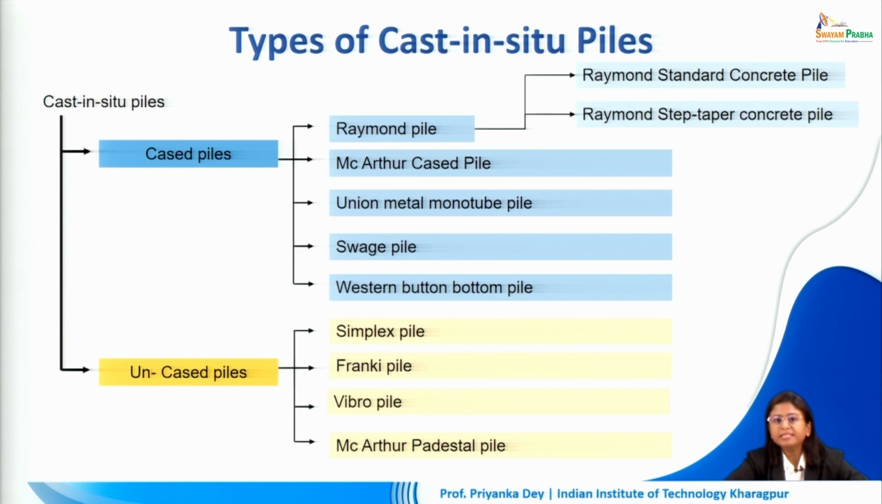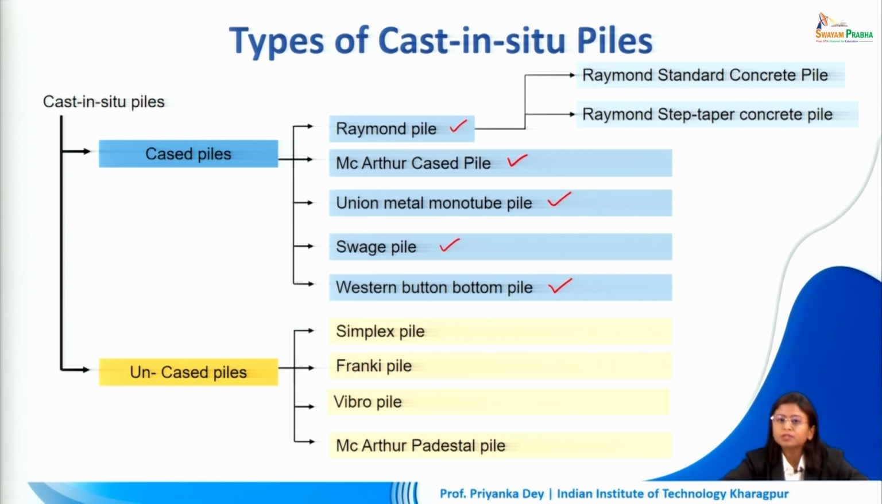So mostly if we see cast in situ piles, they can be cased or uncased. Cased piles can be further subdivided as Raymond pile, MacArthur cased pile, Union metal monotube pile, Swage pile and the Western button bottom pile. Now these divisions can be a little overwhelming right now, but you can easily remember them if you can remember their shapes.